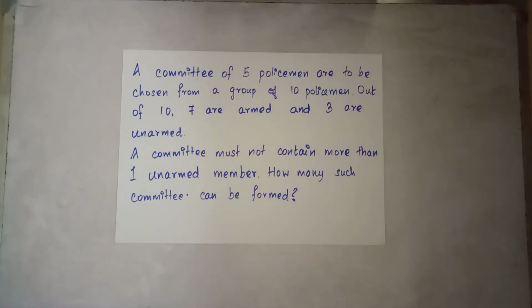A committee of 5 policemen are to be chosen from a group of 10 policemen. Out of 10, 7 are armed and 3 are unarmed. A committee must not contain more than one unarmed member. How many such committees can be formed?